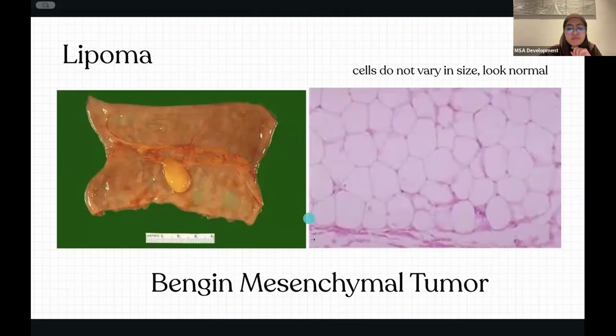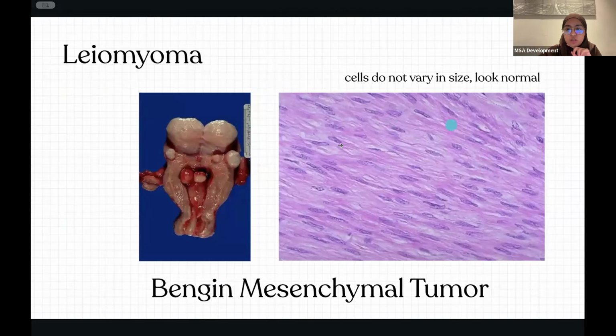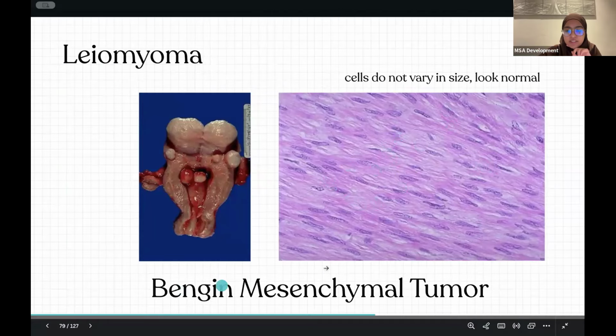Lipoma is a benign mesenchymal tumor. And as you can see here, the cells don't vary in size. They look normal. Other than the fact that there is a growth, the cells are normal, which means this is benign. The cells are well differentiated. Also in leiomyoma, cells do not vary in size. They look normal. They're well differentiated. So it is a benign mesenchymal tumor.